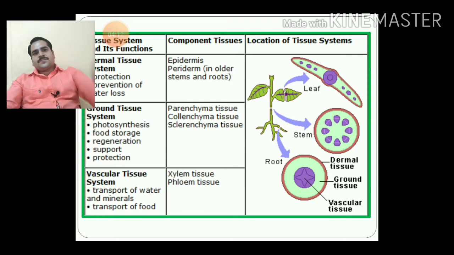And the last part is vascular tissue system. The function of vascular tissue system is transport of water and minerals and transport of food, and the components of the vascular tissue system are xylem tissue and phloem tissue. So all these types of tissues we are going to discuss later on in detail.